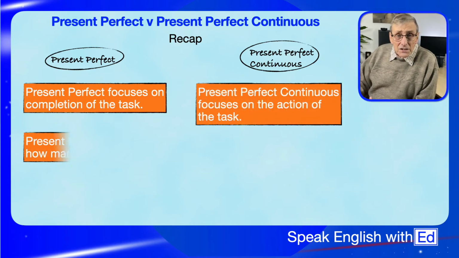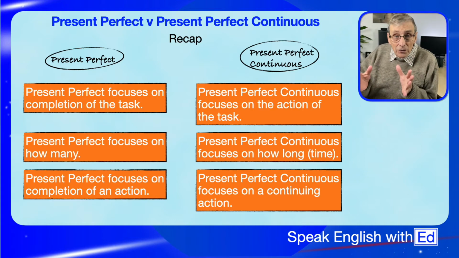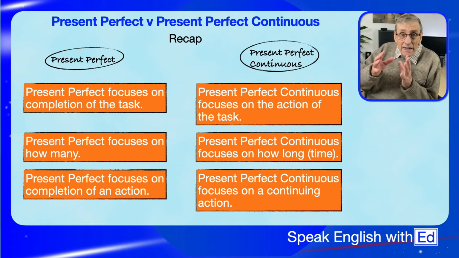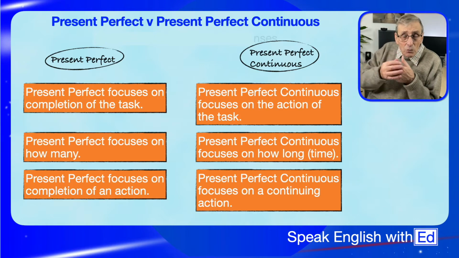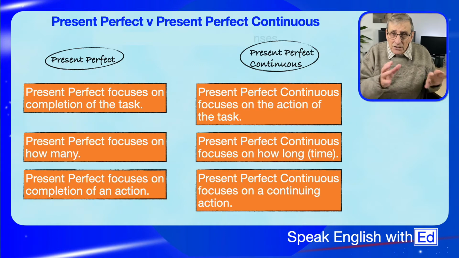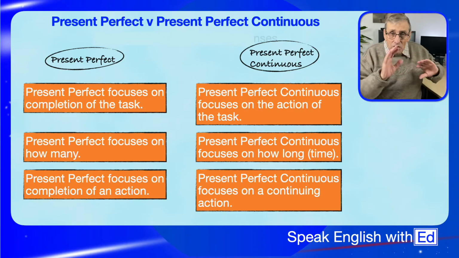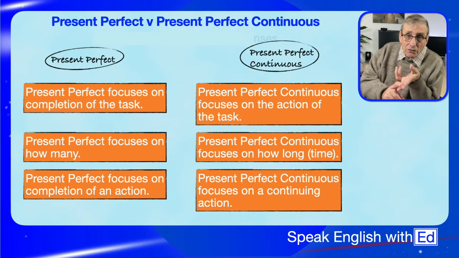So if you're wanting to say that the focus of your sentence or the action that you're talking about is in the result of the action, or if you want to talk about how many or a quantity or a number within your action, or if you want to talk about the fact that the job is completed and it's finished and it's all done with in the past, then you need to use the present perfect tense.